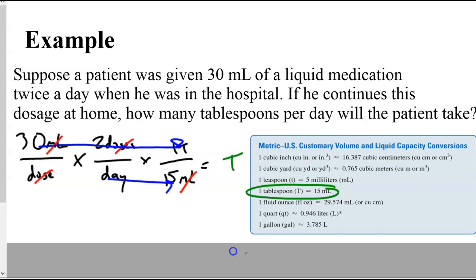By solving this straight across, we have 30 times 2 is 60 over 15. So 60 over 15 makes 4 tablespoons total. That's how many tablespoons they've taken in 2 days. Make sure that you're looking at this as per day, and since that was 2 days, we divide that by 2, and the patient will take 2 tablespoons.